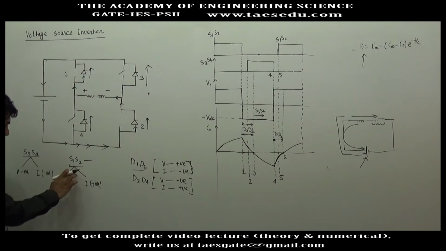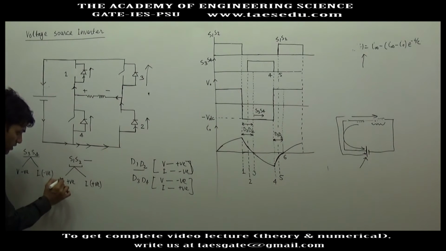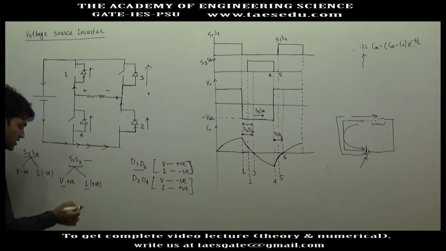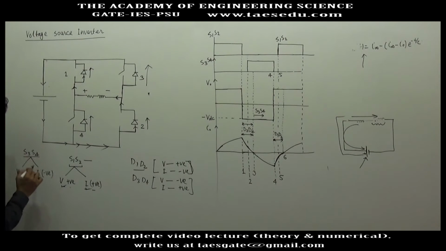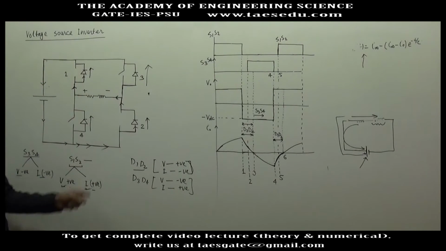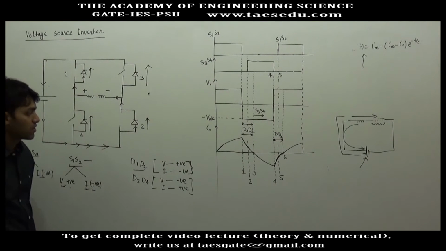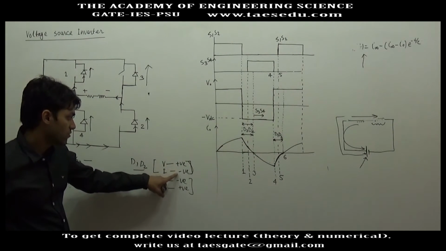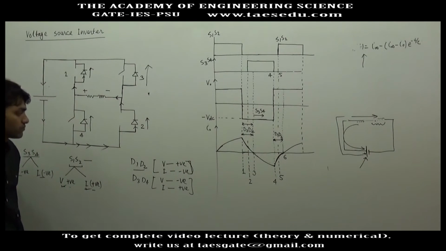So whenever switches conduct, the polarity of output voltage and current will be same. For S1 S2, voltage is positive, current is also positive, same sign. For S3 and S4, voltage is negative, current is also negative, same sign. And for the diodes, you can easily find out the polarity of voltage by checking whether the diode is in positive leg or negative leg, and current will always be of opposite sign to voltage.